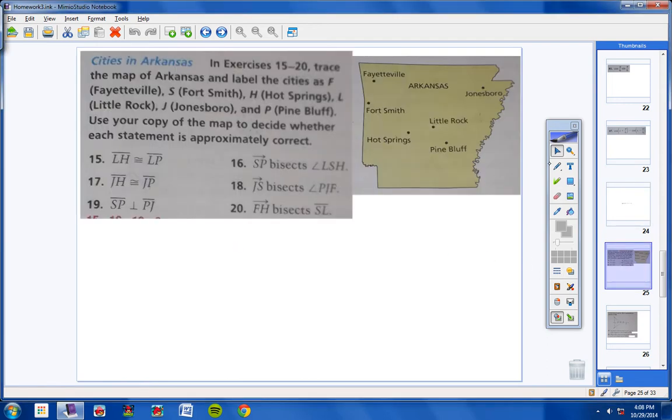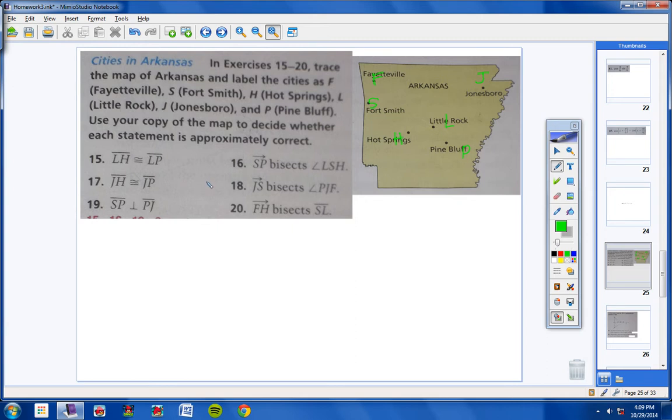Okay, the directions say to label the cities. Fayetteville with an F, so let's put an F right here for Fayetteville. Fort Smith with an S, if I can find that somewhere, S. And H for Hot Springs, so here's H. L for Little Rock, so here's L. J for Jonesboro, so here's J. And P for Pine Bluff, so here's P. Okay. And then decide whether each statement is approximately correct.